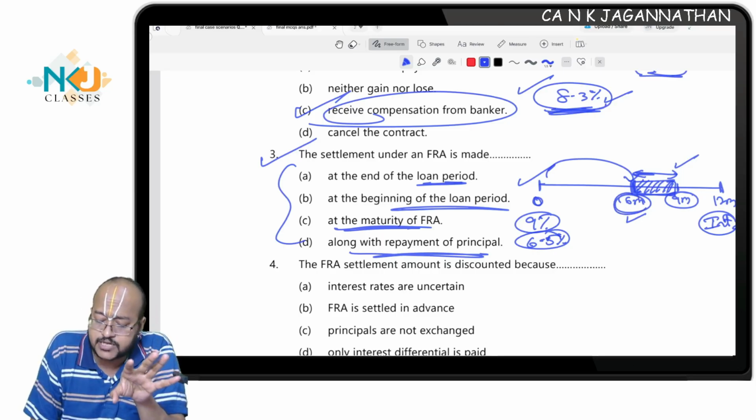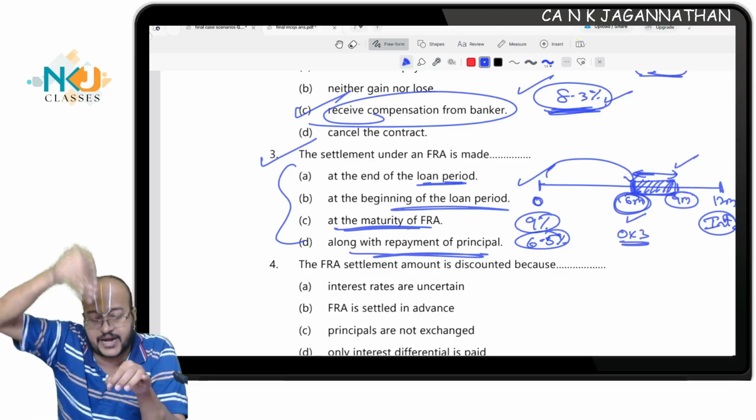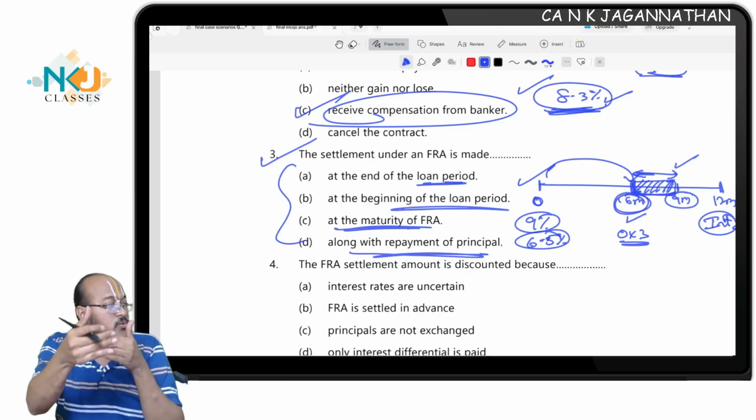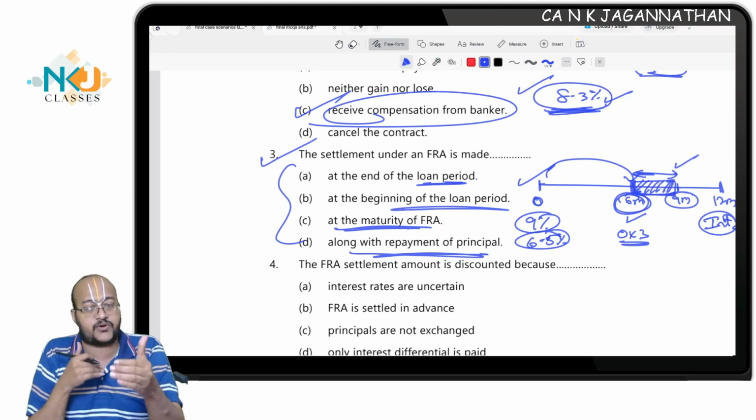Why? Because at the end of 6 months itself, you will get spot 0 into 3. You will get the spot 3 months interest rate on that date. Okay, the 3 months interest rate will be quoted. You can quantify the gain or loss.